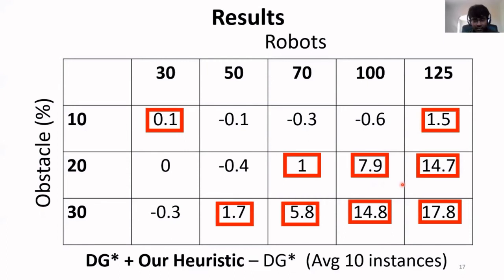We see a clear trend in the results. When the number of robots is few and/or the obstacle percentage is low, there is not much benefit with our approach. In congested settings, however, our approach seems to be able to make significant gains.